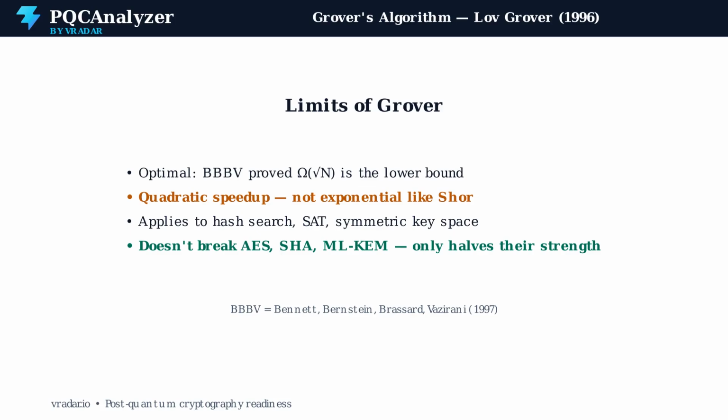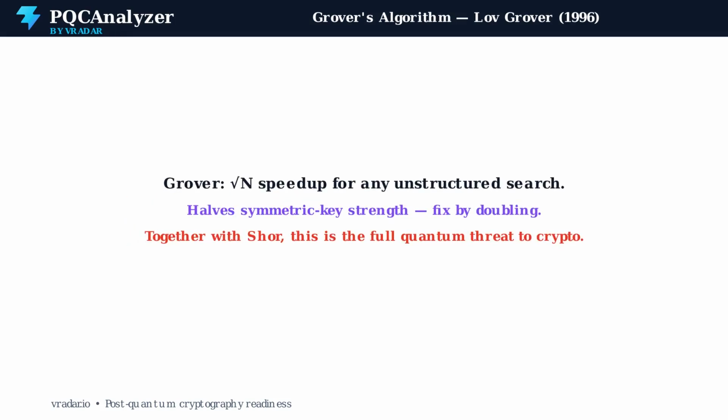Bottom line, Grover delivers a square root speedup for any unstructured search. It costs you half the strength of symmetric keys, fixed by doubling the key length. Together with Shor, this is the complete quantum threat to modern cryptography.